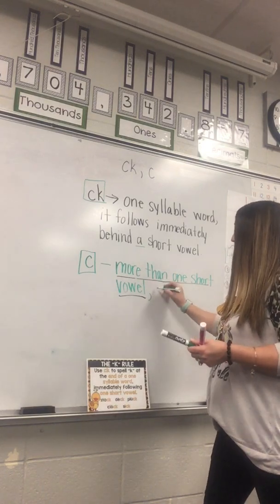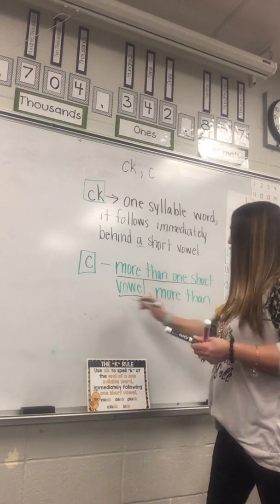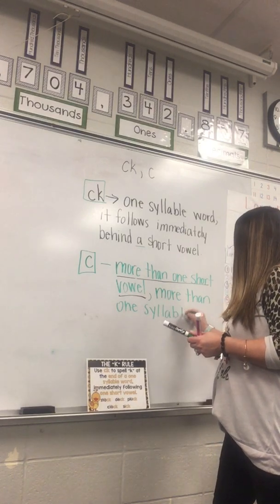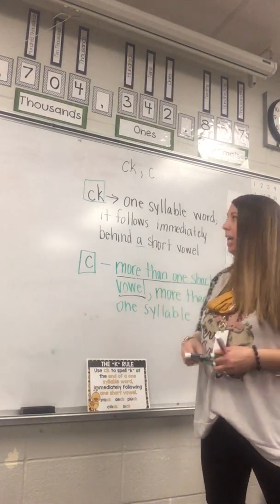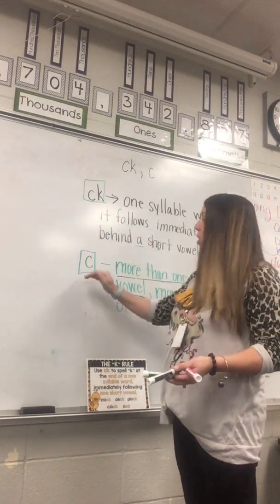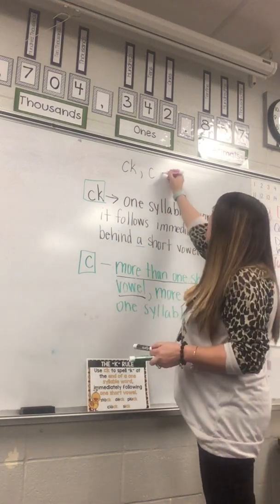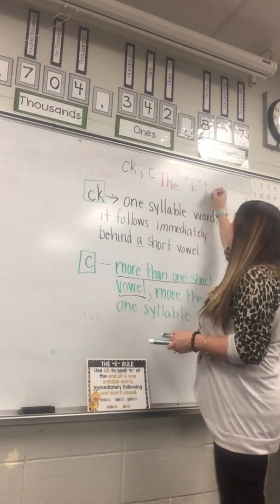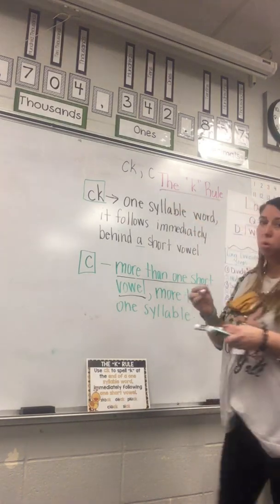So I'm going to put a comma: it has more than one syllable. Okay, so we're going to do some practicing. I'm going to give you words, and we're going to decide, do these spelling words end in CK or C, and they both have the k sound. So remember, we're going to call this the k rule. It is very important to understand that this is the k rule at the end of a word.